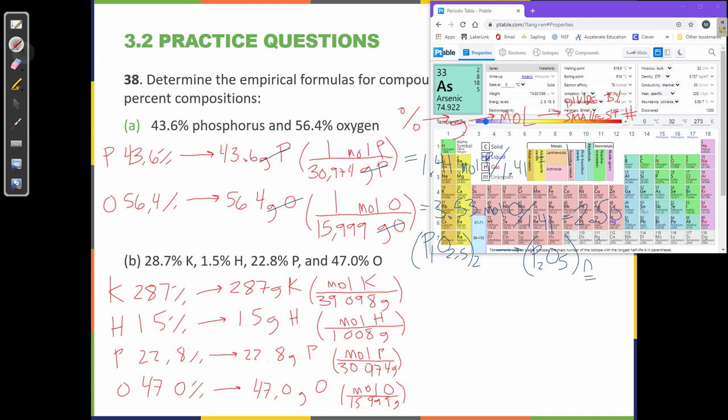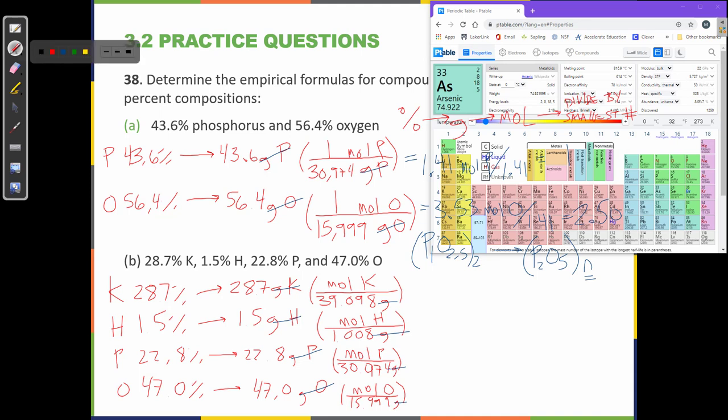All right, so now we have set these up so that our like units will cancel, grams and grams will cancel. Grams of K cancels with grams of K. Grams of H cancels with grams of H. Grams of P, grams of O. So now I've converted to moles. So I'm going to do these calculations off screen to speed it up a little bit here. 28.7 divided by 39.098. This equals 0.734.